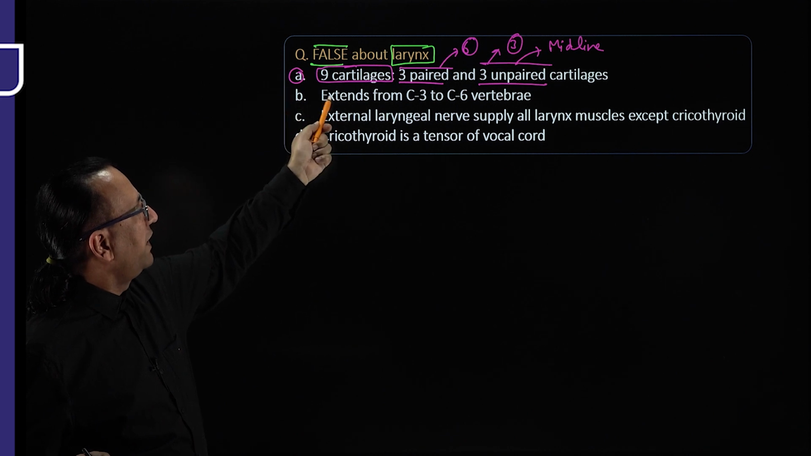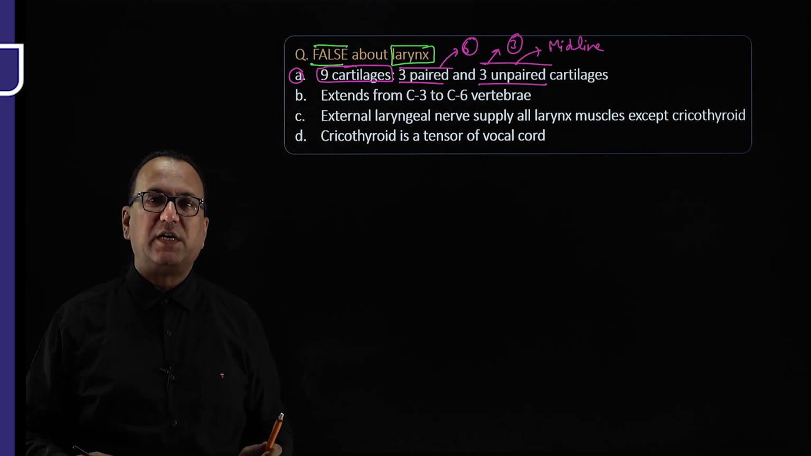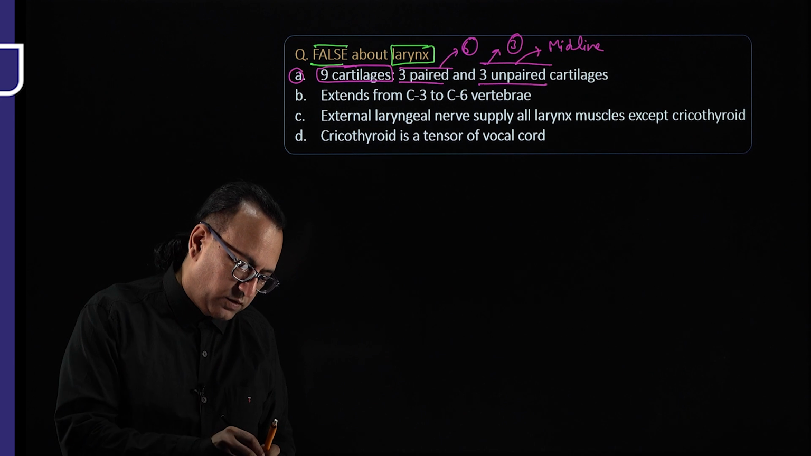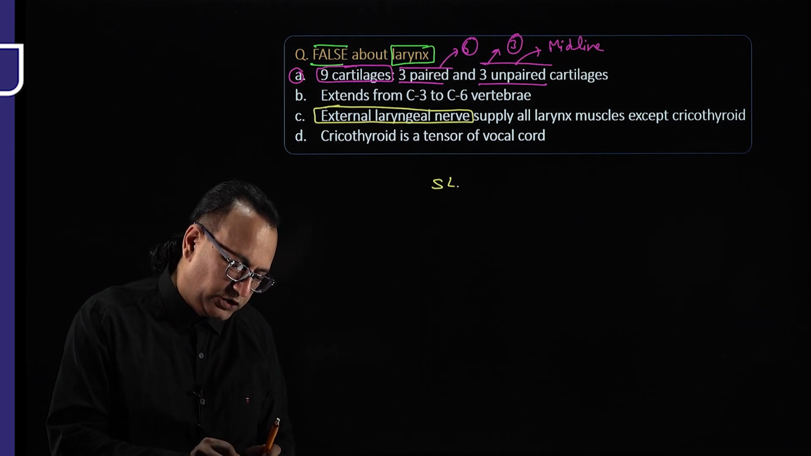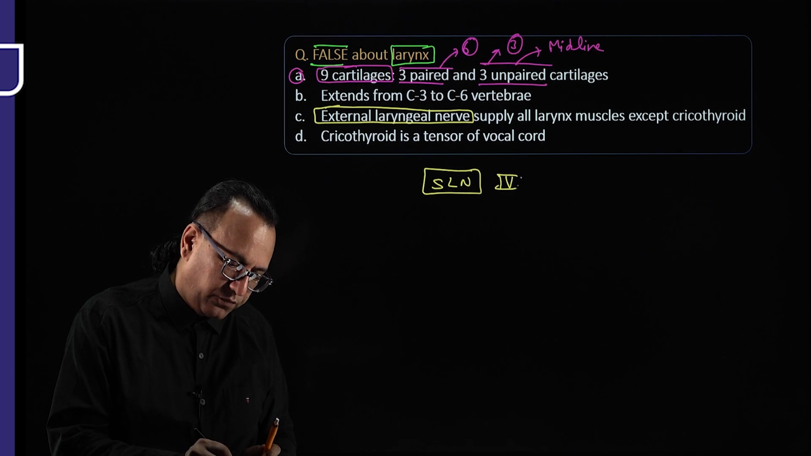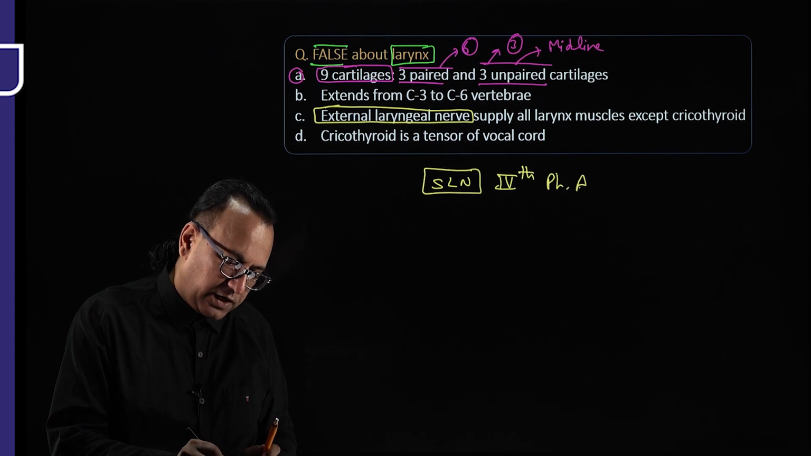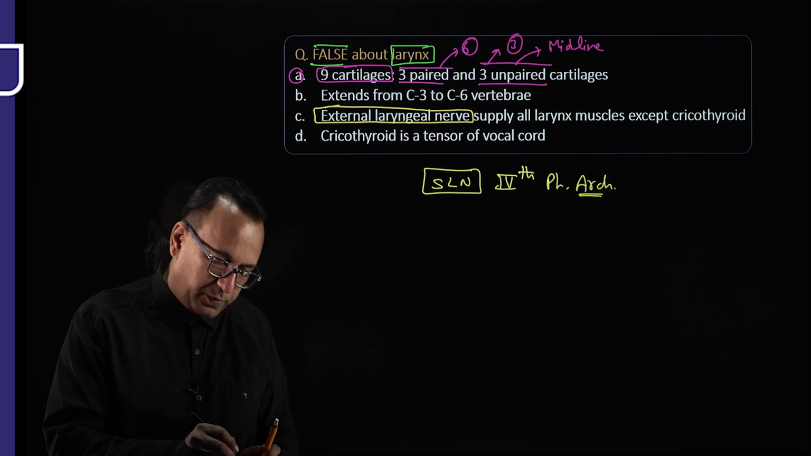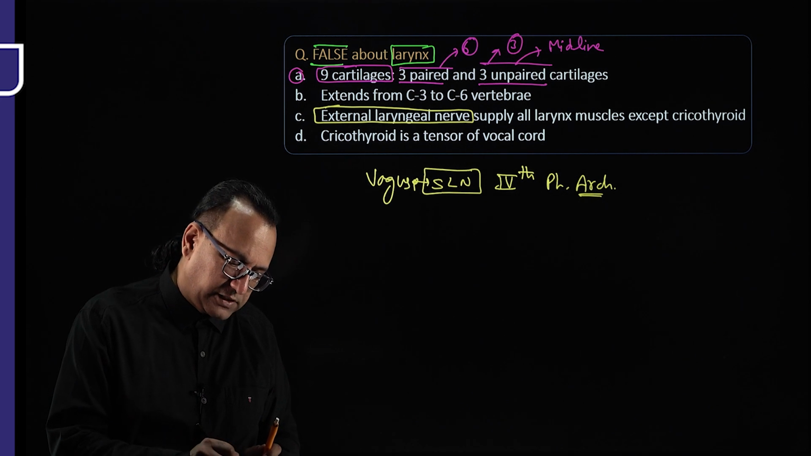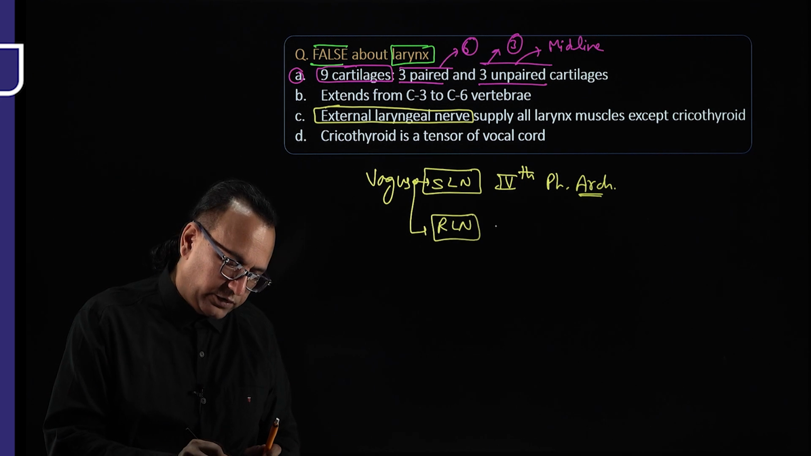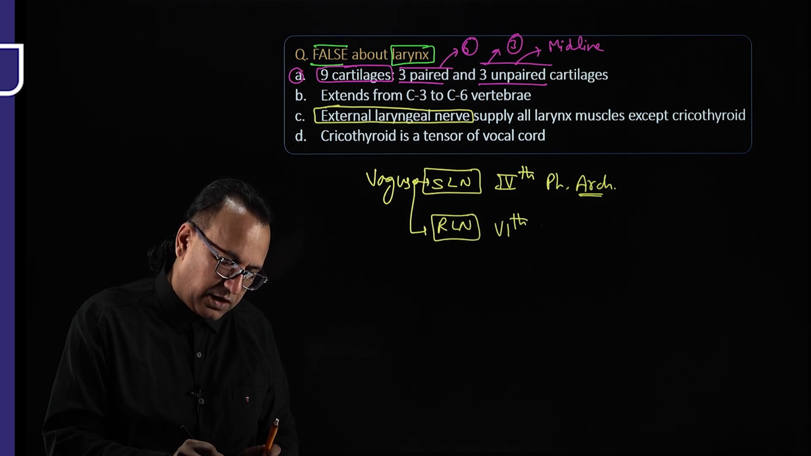But I definitely have a problem with choice number C, because if you're talking about the external laryngeal nerve, it is a branch of superior laryngeal nerve, the nerve of the fourth pharyngeal arch. So fourth pharyngeal arch will have some muscles developing to be supplied by a branch of the vagus, that is superior laryngeal nerve. Vagus gives recurrent laryngeal nerve also, which is going to supply the sixth pharyngeal arch muscles.